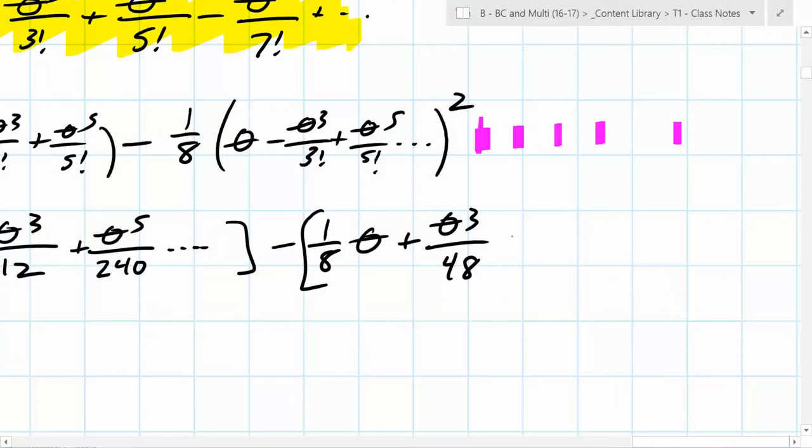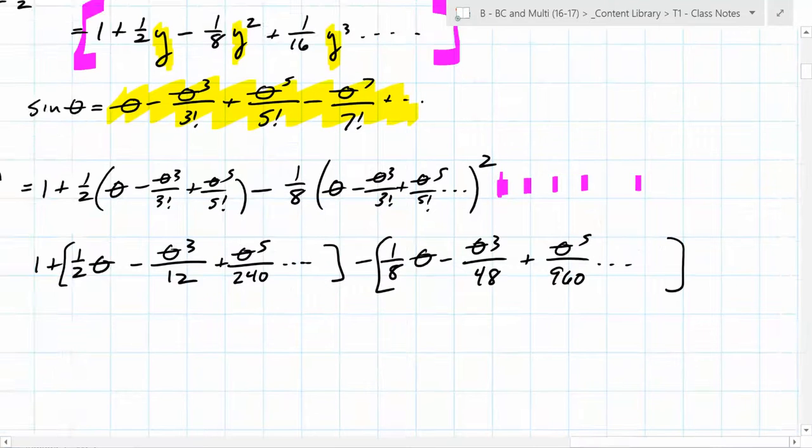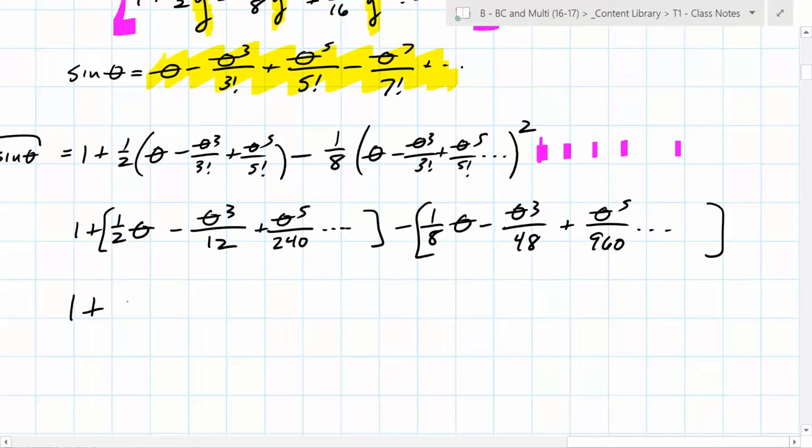And then it's going to be minus, yeah, we have to be really careful here. I kept the minus on the outside, so just the theta. So this is minus, and this is plus. Plus what? 960. It's 120 times 8. So what could you do? You could collect the first terms, right? So what's it going to be? 1 plus how many thetas? There's a 1/2 theta there, and there's a negative 1/8 theta right there. So how many thetas? What is it?